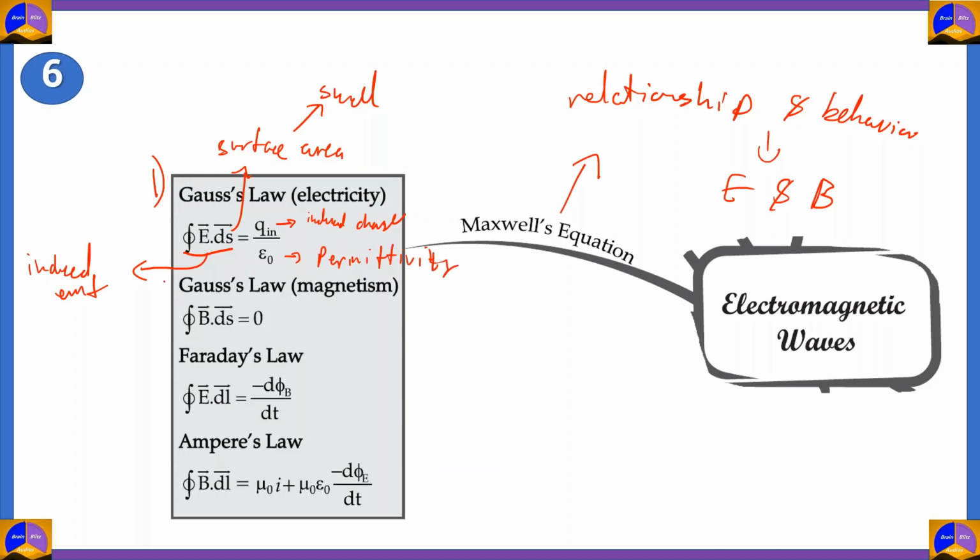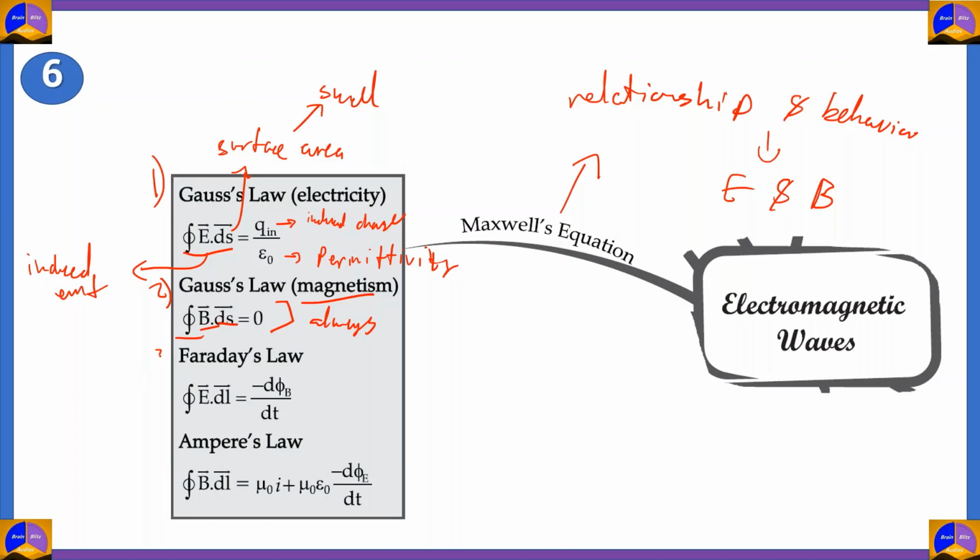The second equation is Gauss's law in magnetism, and it describes the surface integral of magnetic field. So magnetic field times the small surface area gives you the surface integral of magnetic field, and it is 0 always.